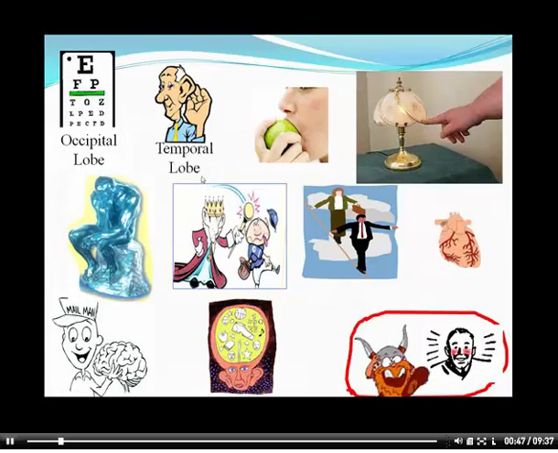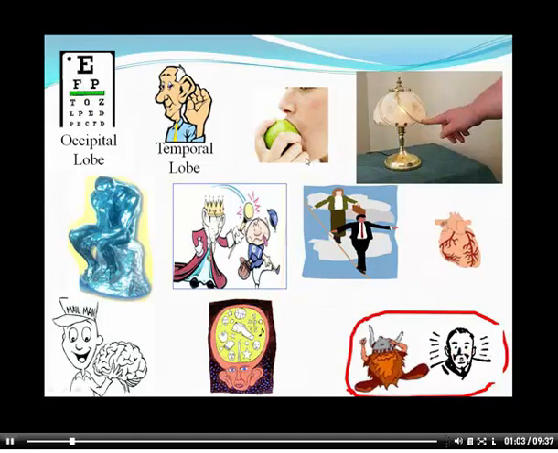This is the temporal lobe because the temporal lobe is the primary auditory cortex. So auditory information tends to be processed by the temporal lobe. So there we have an ear.